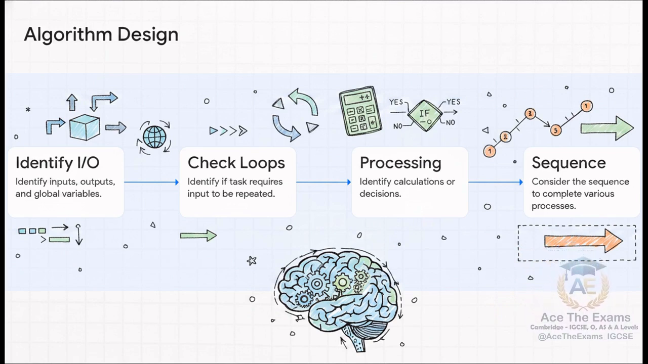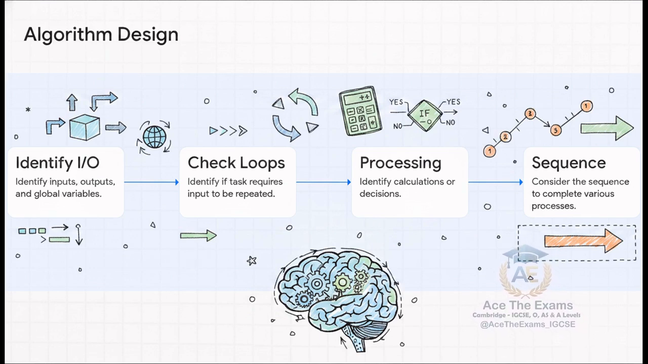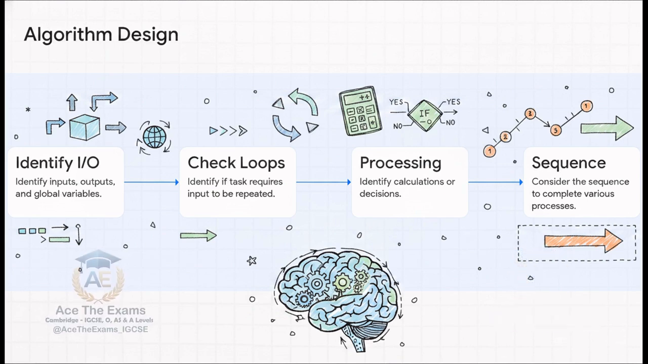Okay, let's dive into the 4 steps. Step 1, identify the inputs and outputs. If you don't know your required output from the very beginning, you cannot possibly define the process to reach it. Step 2, check for repeated inputs to select the appropriate loops for iteration. Will it be a for loop, a while loop, or a repeat until loop? Step 3, look at the required calculation or recording process, checking if you need if or case statements for decision-making.